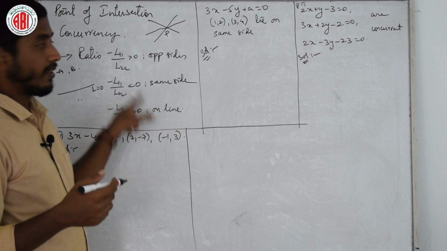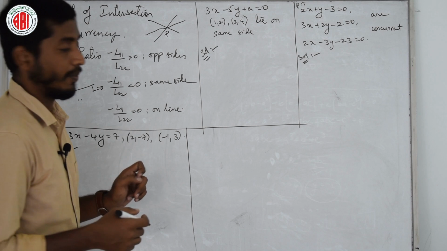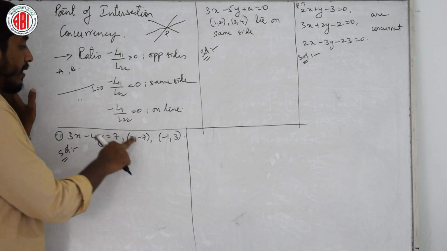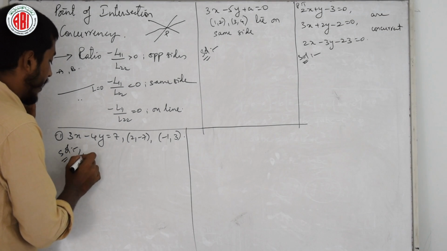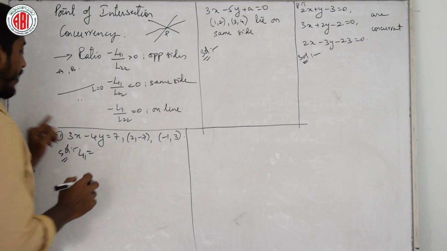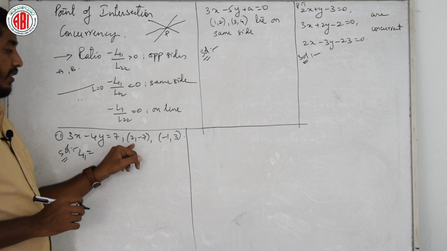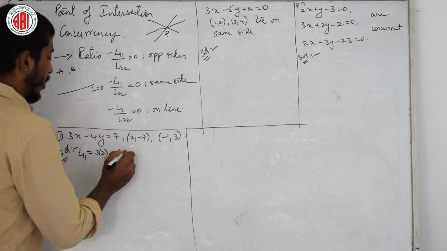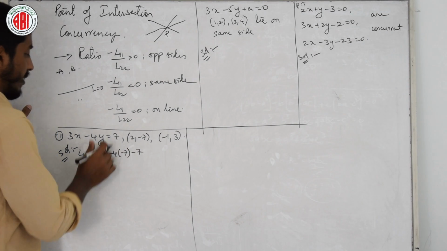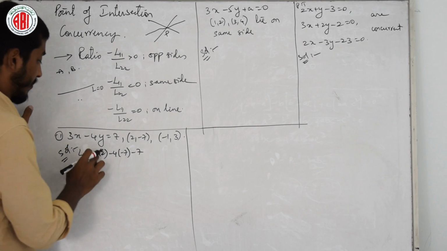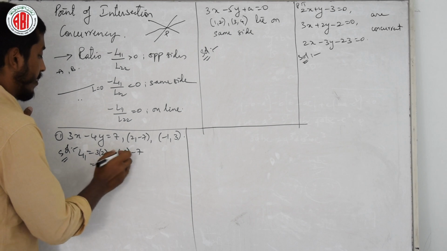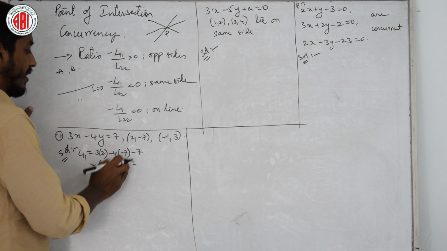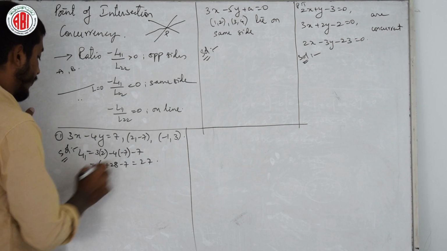Okay, let us solve this kind of problem. See here, there is a given equation L equal to 0 and these are two points. Let us find L1 first. L1: we have to substitute this point in this equation, 3 into 2 minus 4 into minus 7 minus 7. Since 7 is on that side, we will bring it here. 3 twos are 6, 4 sevens are 28, minus 7. How much is it? 6 plus 28 minus 7 is 27.